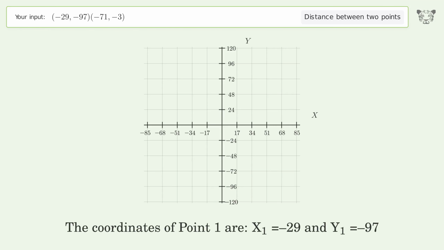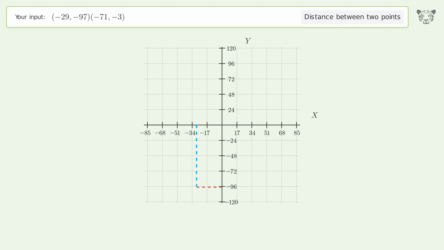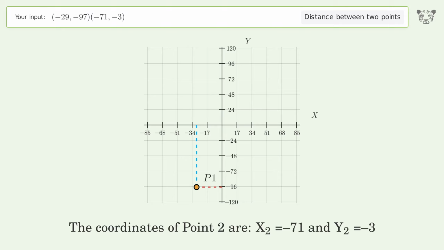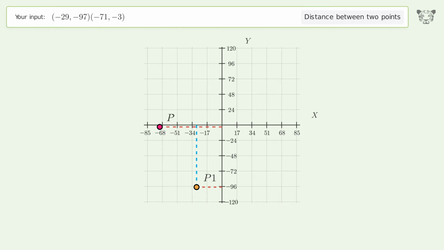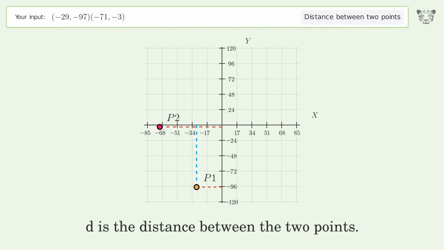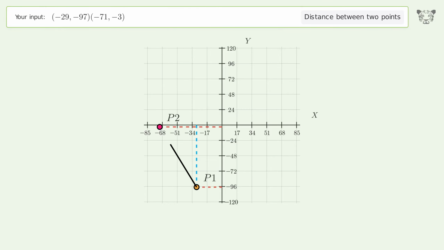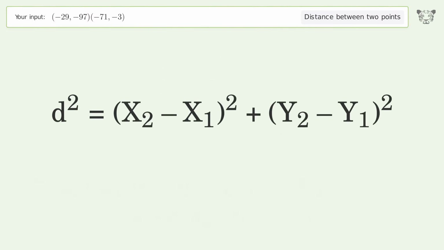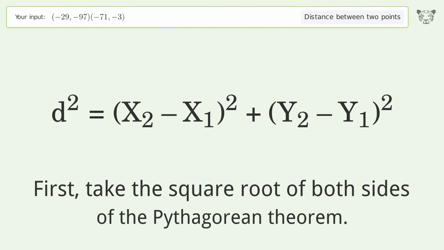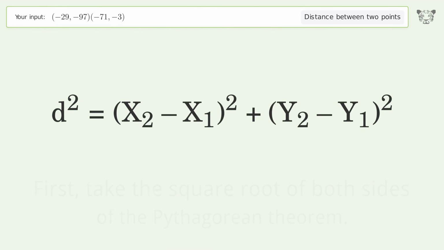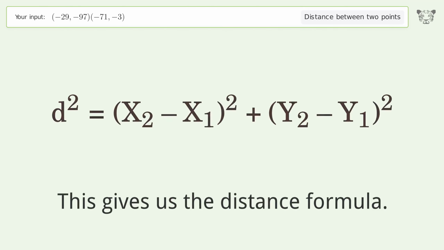The coordinates of point 1 are x1 equals -29 and y1 equals -97. The coordinates of point 2 are x2 equals -71 and y2 equals -3. D is the distance between the 2 points. First, take the square root of both sides of the Pythagorean theorem. This gives us the distance formula.